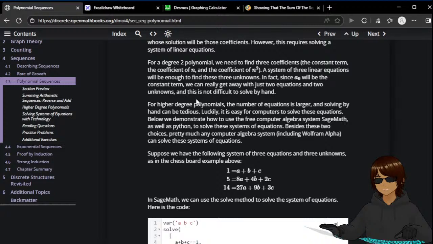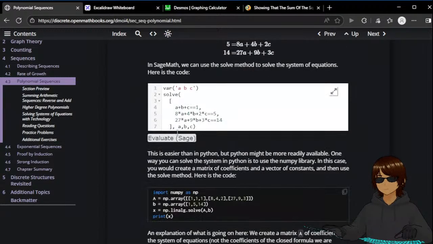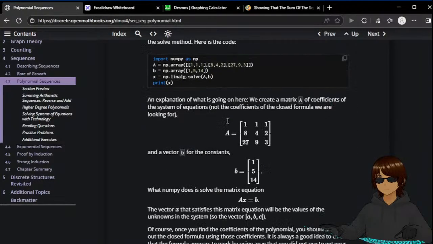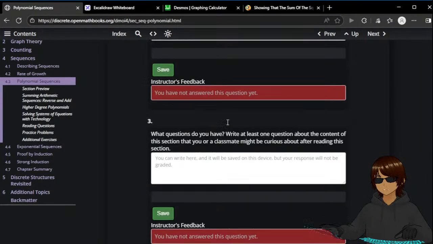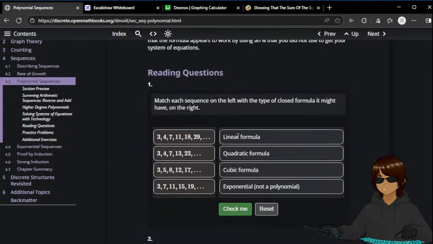For higher degree polynomials, the number of equations is larger and solving by hand can be tedious. Luckily, it is easy for computers to solve these equations. Below, we demonstrate how to use the free computer algebra system SageMath. Now, just skip this part. Does this work now? Yeah, it does.